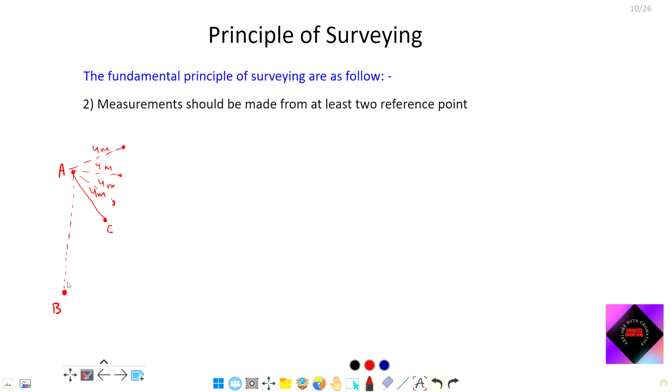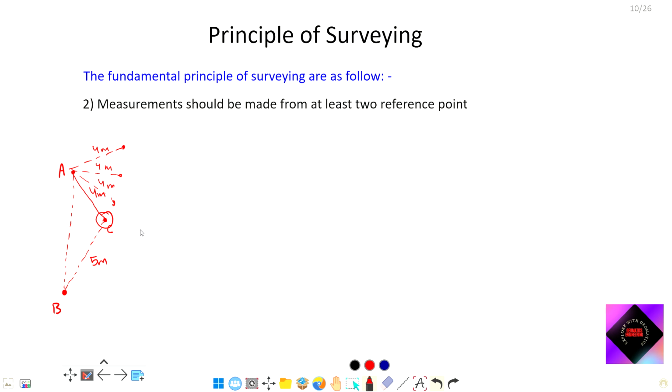So if B says okay, C is 4 meters from your side and 5 meters from my side, then we will get a single location, an exact location of C. This is the reason why we should take at least two reference points for our measurement. As we are doing plane measurement, we are taking two reference points.